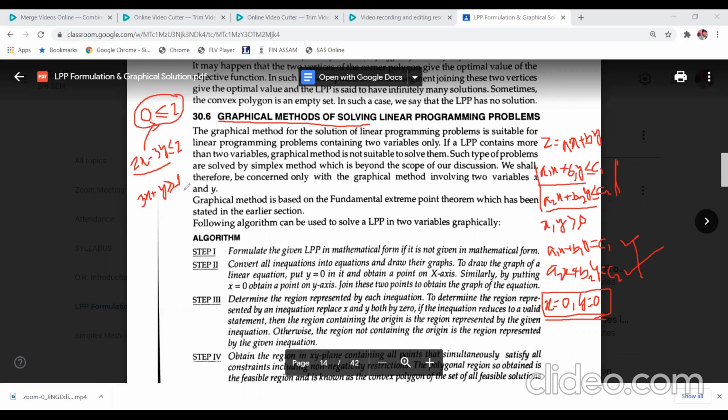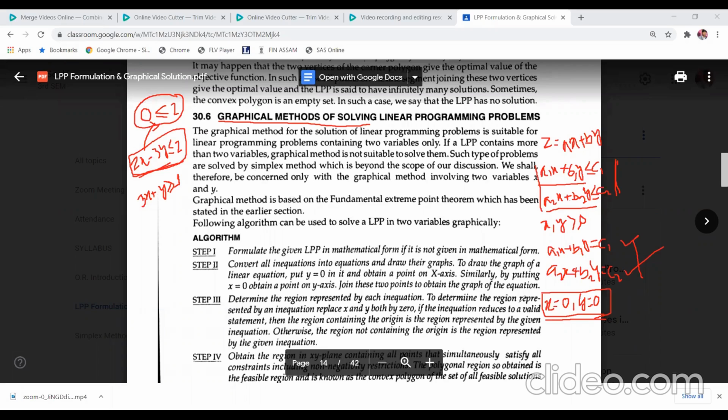Whether 0 is less than or equal to 2 or not? Obviously, 0 is less than or equal to 2. That means the solution region of this line contains the origin. That means the solution region of this inequation contains the origin. Origin will be there.